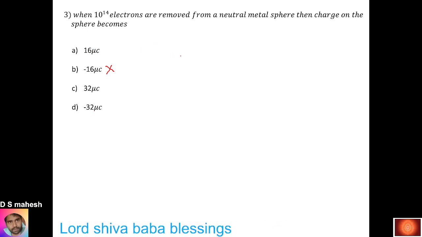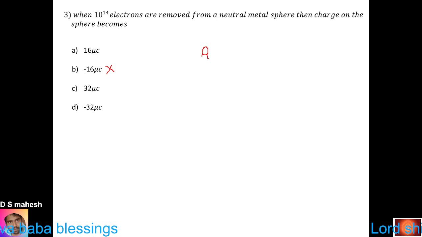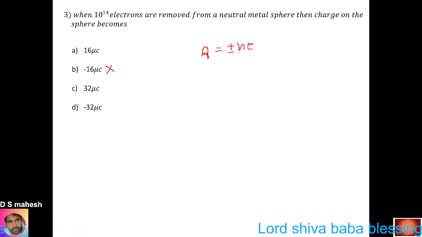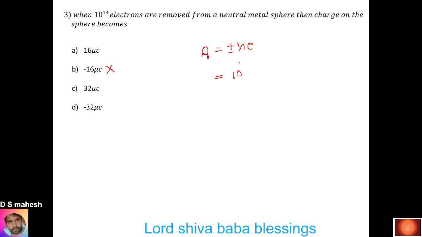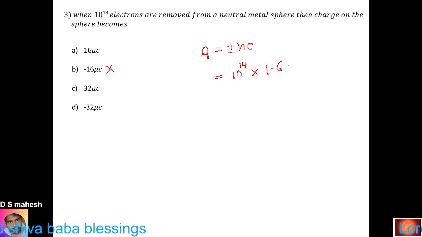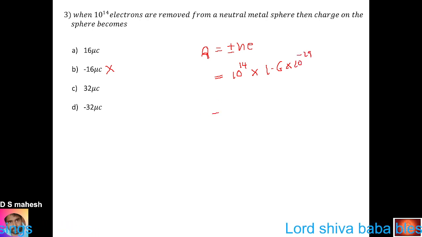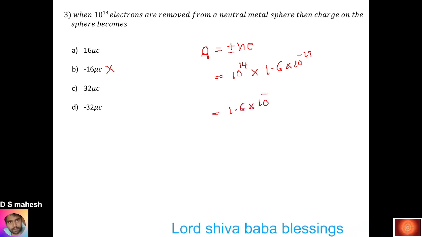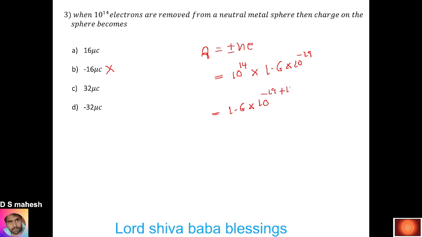So again make use of the same equation. Q is equal to plus or minus N into E. So what are they given? How many electrons are removed? 10 to the power of 14 electrons are removed. So what is the value of the electron charge? 1.6 into 10 to the power of minus 19. So that turns out to be 1.6 into 10 to the power of minus 19 plus 14.